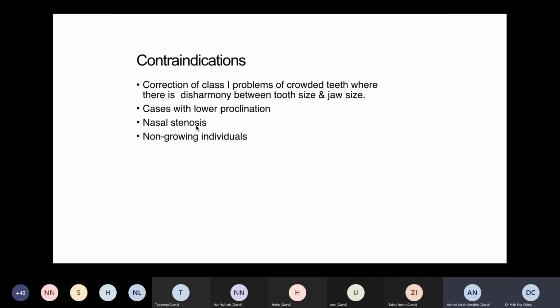Non-growing patients, this one we talk about this. Myofunctional only works for growing teenagers or adolescents, not for adult patients.